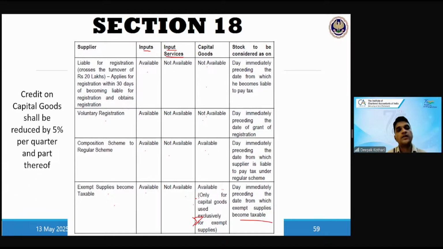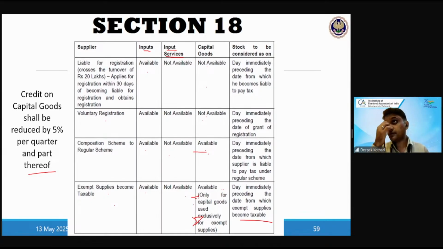Right? Credit on capital goods. When we say credit on capital goods is available in case of 18(1)(c) and 18(1)(d), the credit on capital goods shall be reduced by 5% per quarter and part thereof. Capital goods आपने जब लिया था, understand this. When you bought the capital goods, you had bought it for 1 lakh. एक लैपटॉप खरीदा था 1 lakh पे.